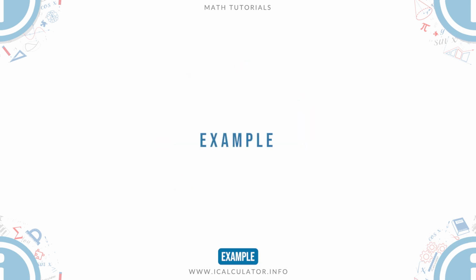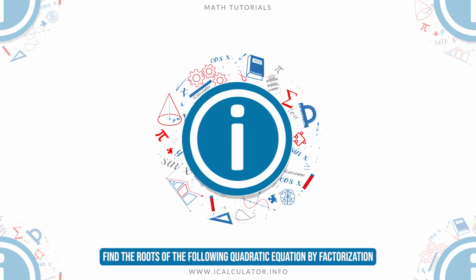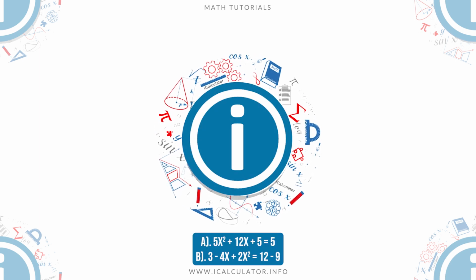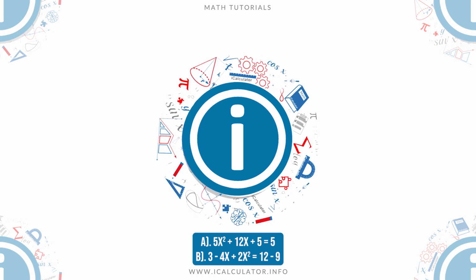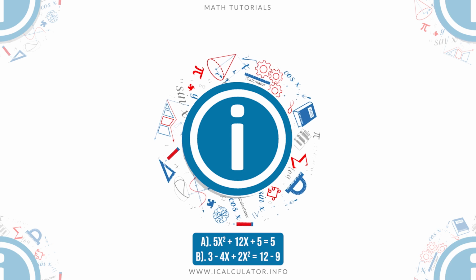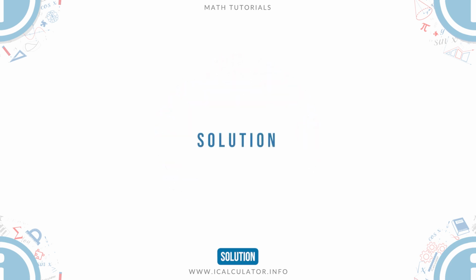Example. Find the roots of the following quadratic equation by factorization. A. 5x squared plus 12x plus 5 is equal to 5. B. 3 minus 4x plus 2x squared equals 12 minus 9. Solution.